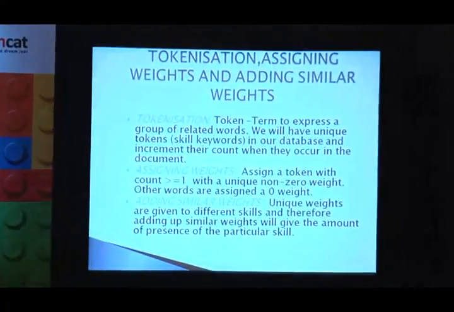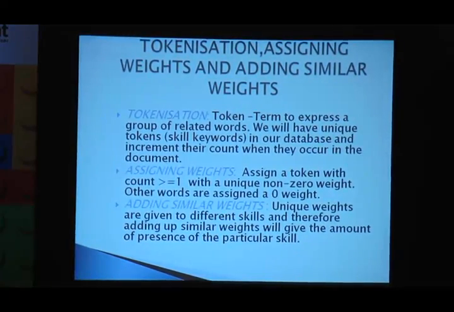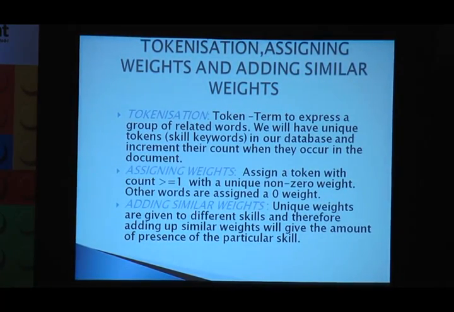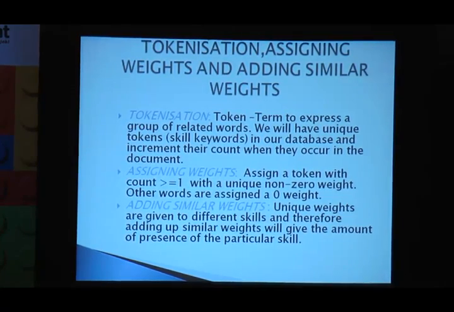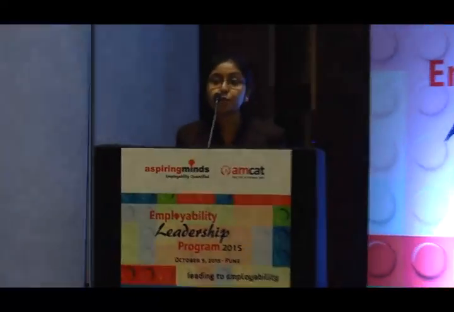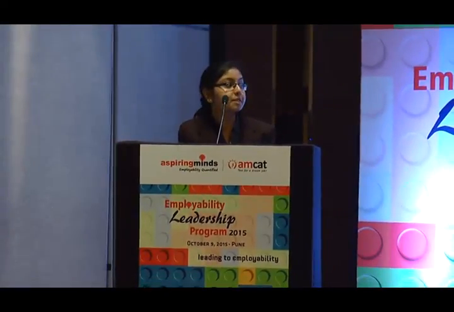Next step is to assign weights to each of these tokens. Whenever the token occurs in the document, we will increment the count. So whichever token has a minimum of count 1, we should assign a unique non-zero weight to it. The other tokens are assigned a weight 0, which means they do not exist in your documents.